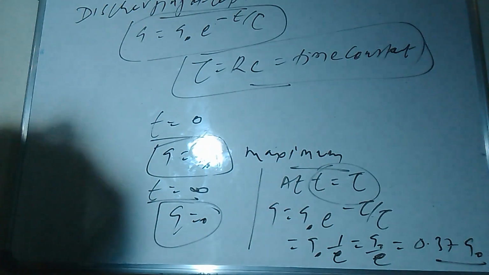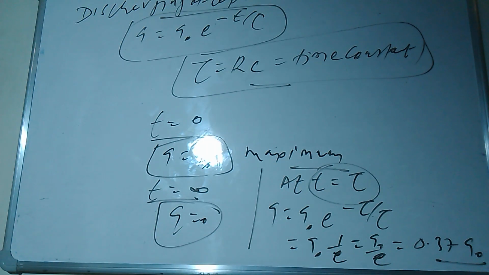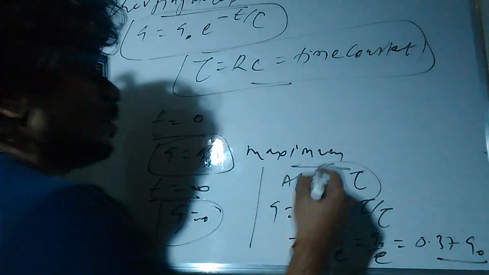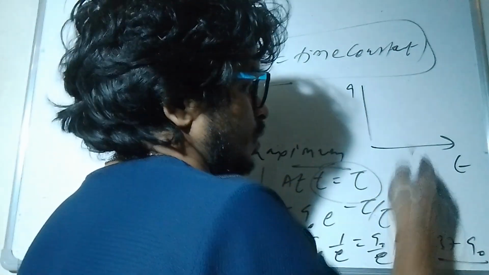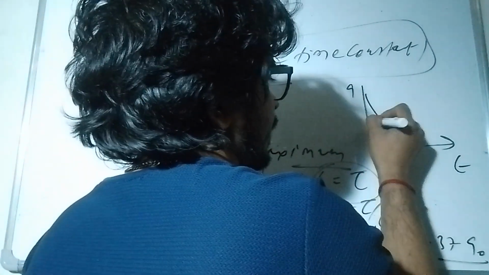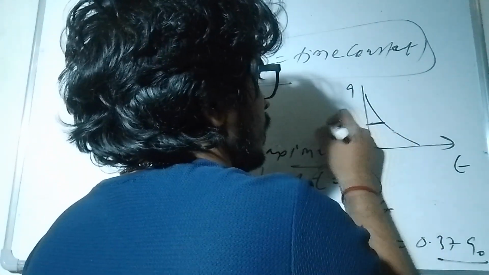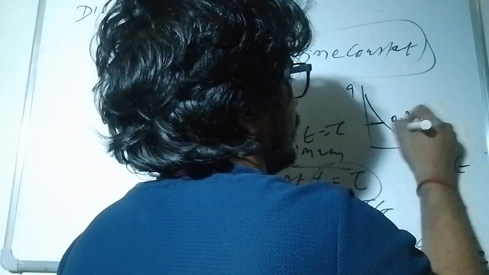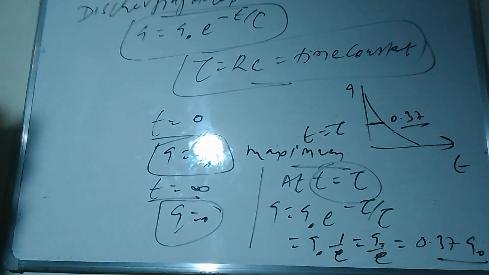After t equals tau time, it will be... So if you draw this graph, this is q and this is t. This graph decreases exponentially because it's discharging. At t equal to tau time, it will be 0.37. So you need to remember this relation in your brain.